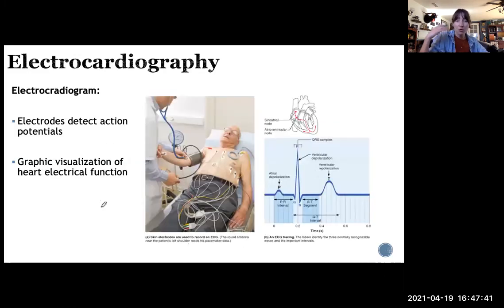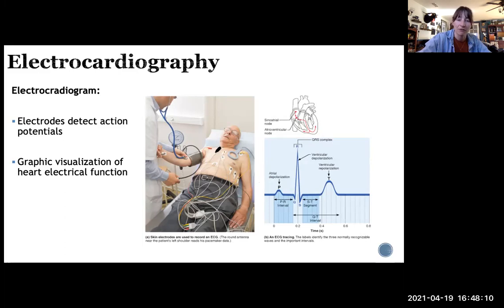Electrocardiography. An electrocardiogram, or an EKG, is when you put electrodes on the body of your patient. That can be on the arms and the legs. It can be all over the chest. There are different ways that you can do this, and then you basically detect the electricity traveling through the body from various different directions, which is kind of amazing.